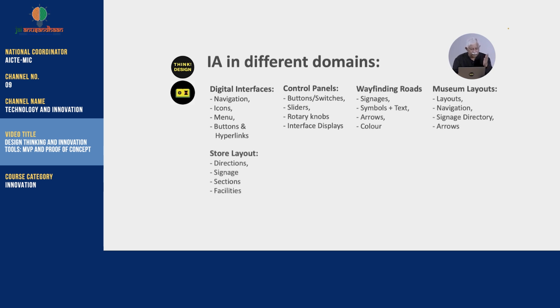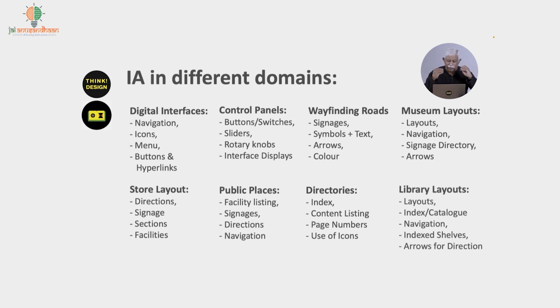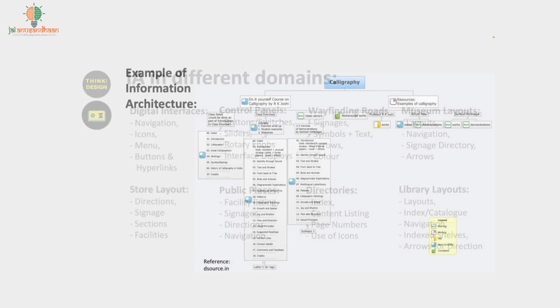Okay, so again, reading out digital interfaces, control panels, wayfinding systems, museum layouts, store layouts, public places, directories and library layouts. So you'll see that there's a need for organizing the information, putting it into categories, having an index or catalog, doing a navigation system, having a signage system to locate it, using arrows for direction. So these are some of the common things, but it depends exactly on what you're trying to do.